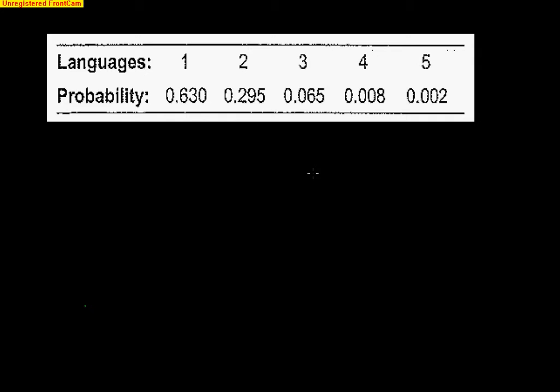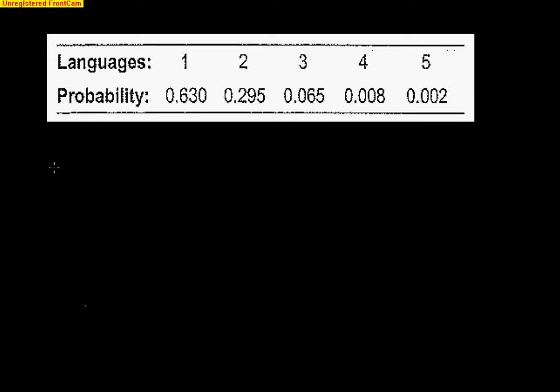And one way I could check to make sure this is a legitimate probability model is I could simply add up 0.63 plus 0.295 plus 0.065 plus 0.008 plus 0.002, and of course they do add up to 1. So that's one way I could check that they all add up to a legitimate probability model. Now, a couple different things we can do with this. One is we can make a different type. This is a very basic probability model, options and probabilities, very simple.